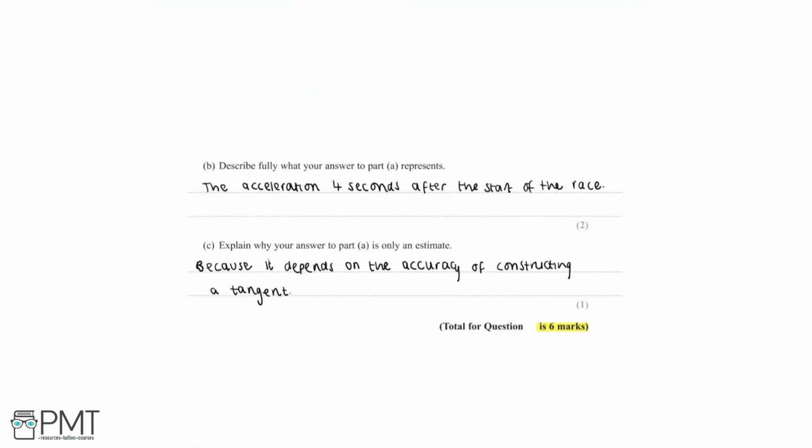In part B, we get 1 mark for saying that part A represents the acceleration, and the second mark for saying that this acceleration is at the point 4 seconds after the start of the race. And in part C, we get the 1 mark for correctly explaining that our answer to part A is only an estimate because it depends on the accuracy of the tangent. And so we've now achieved the 6 marks needed to achieve full marks in this question.